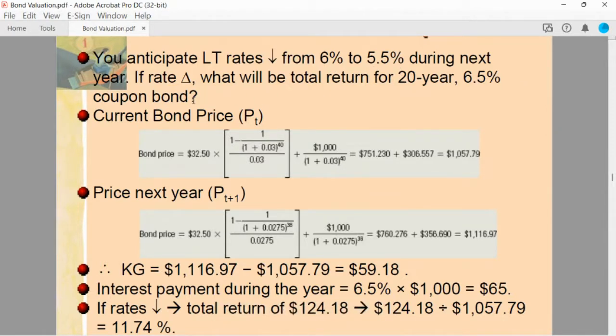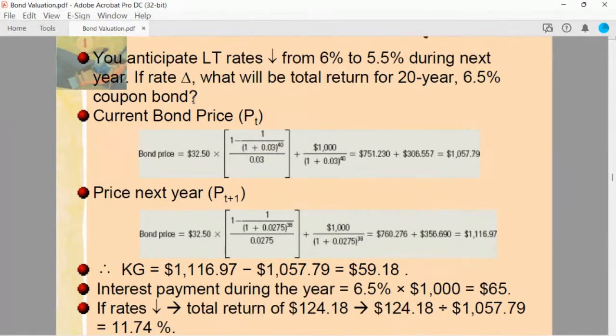This anticipation is not difficult because the Federal Reserve meets like 8 times or 9 times a year. I believe 8 times. There are like 8 FOMC meetings per year. Was it 9? I gotta check that. But every time there's an FOMC meeting, they hold a press conference.